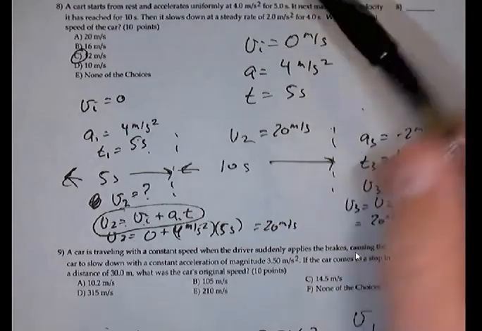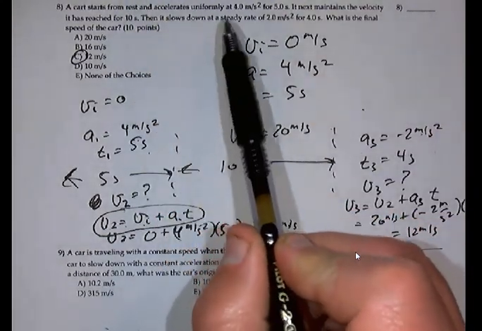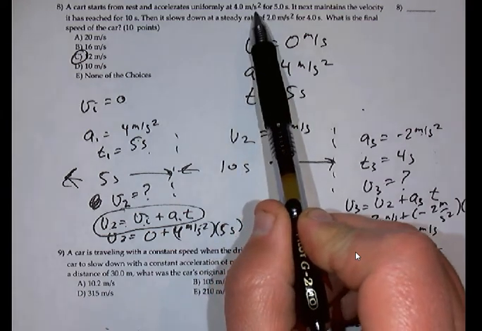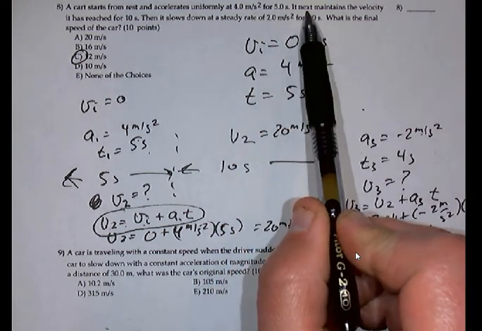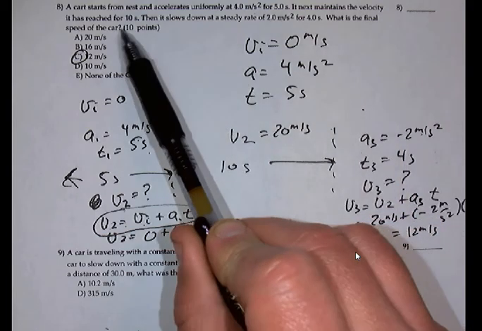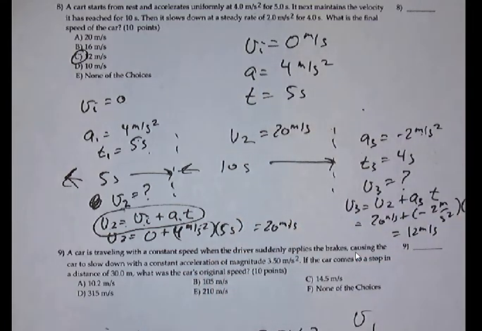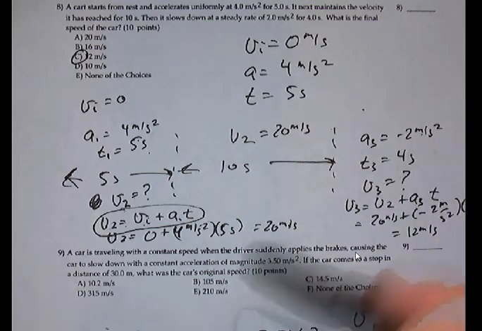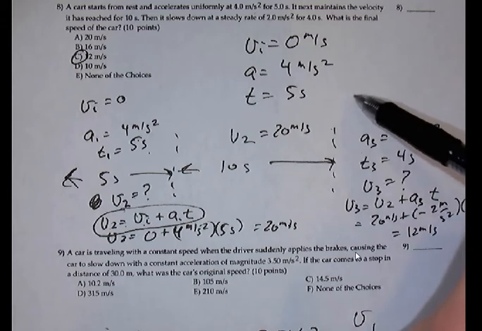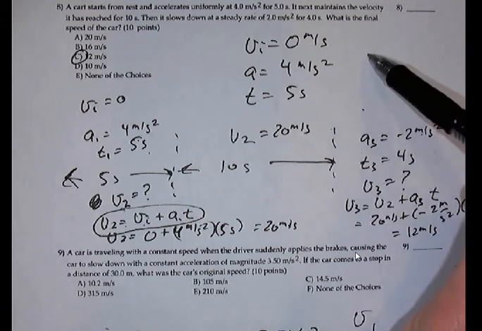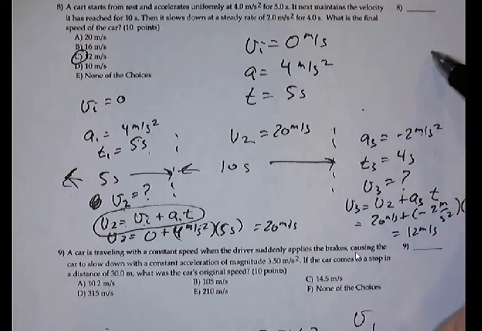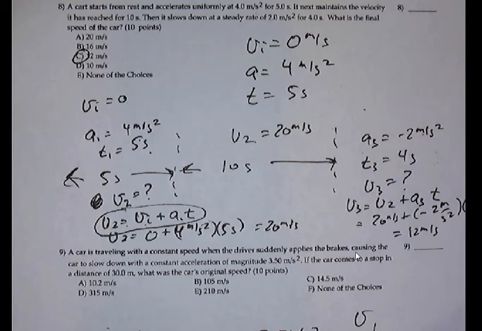A car starts from rest and accelerates at 4 meters per second squared for 5 seconds. Maintains that velocity it has reached for 10 seconds, and then slows down at a steady rate of 2 meters per second squared for 4 seconds. We had a homework problem that was just like this. It was a train that started at one station, sped up, reached the cruising speed, and then slowed down into the next station. In that problem, we were able to find the total distance covered and the total time. This is really similar to that, almost the same problem actually.